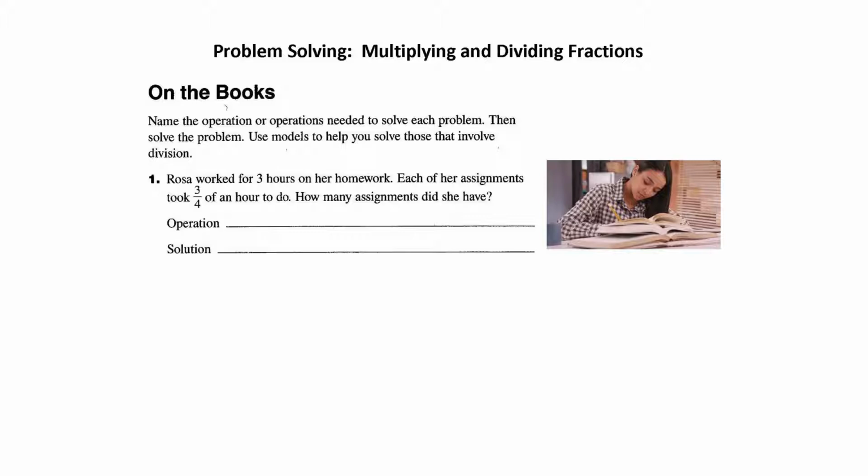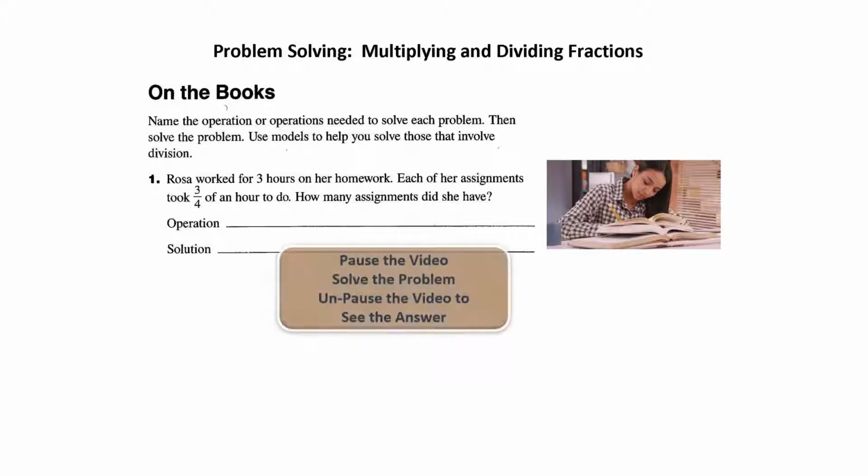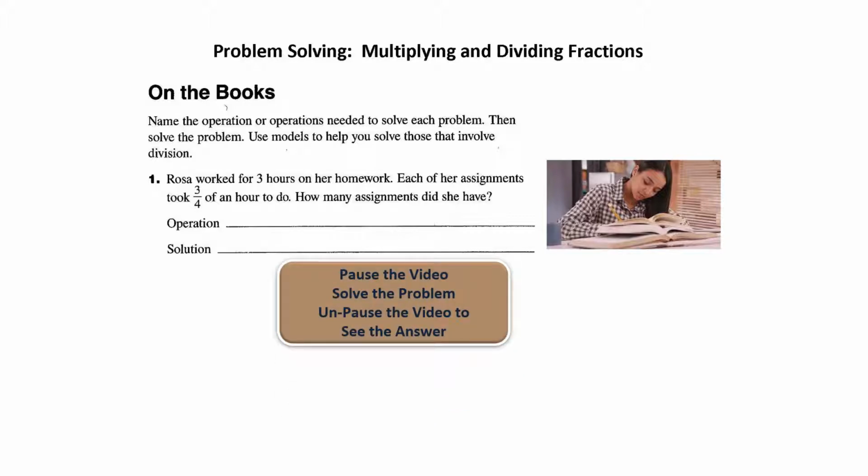Number 1. Rosa worked for 3 hours on her homework. Each of her assignments took 3/4 of an hour to do. How many assignments did she have? Pause the video, solve the problem, unpause the video to see the answer.